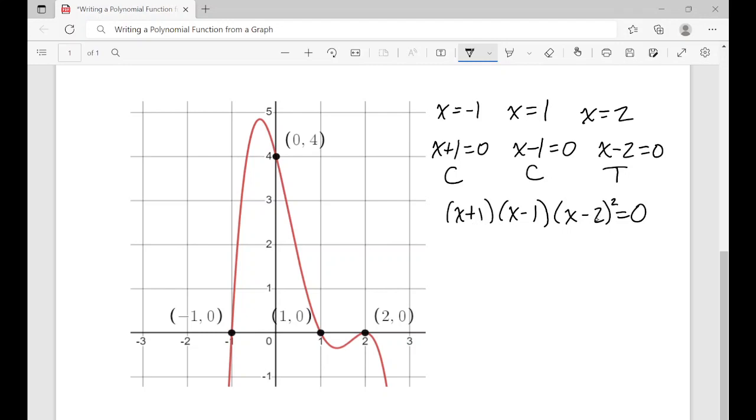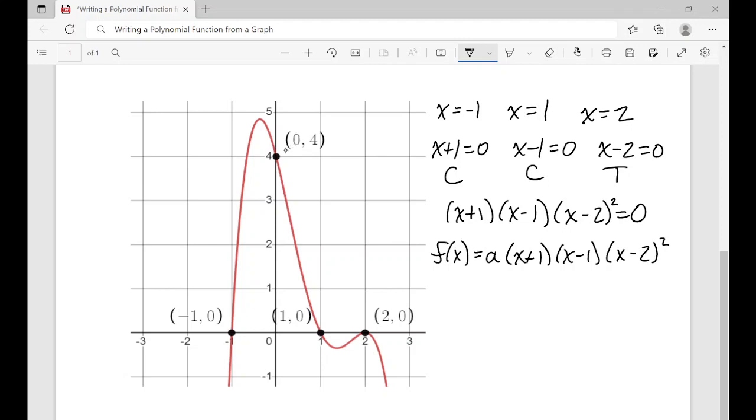Now this is what my polynomial function is so far, but I haven't taken into account where it crosses the y-axis. So first off, I'm going to write this in function notation. f of x equals a times x plus 1, x minus 1, x minus 2 squared. And I wrote a here because I need to know what its leading coefficient is. Because it goes through the y-axis at some point other than 0, 0, there's going to be some a value. So this is where my y-intercept comes in.